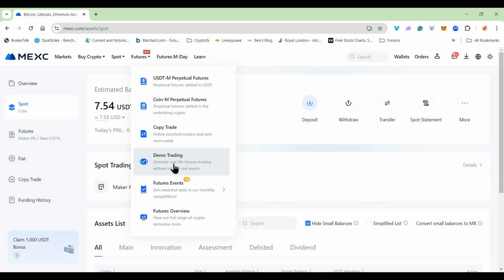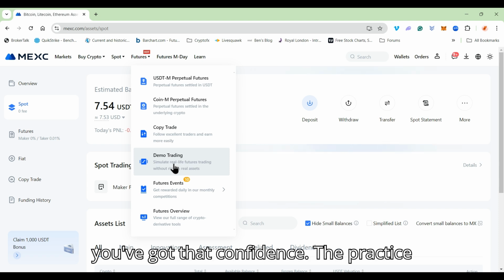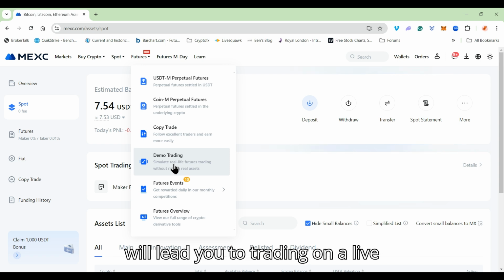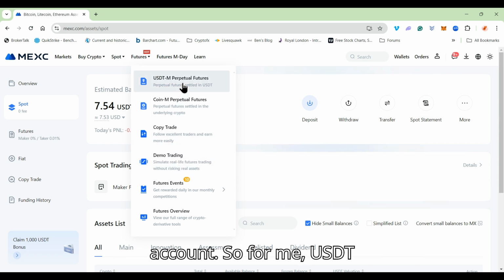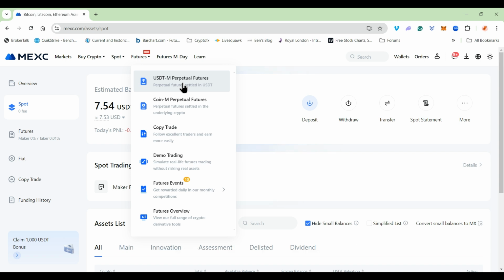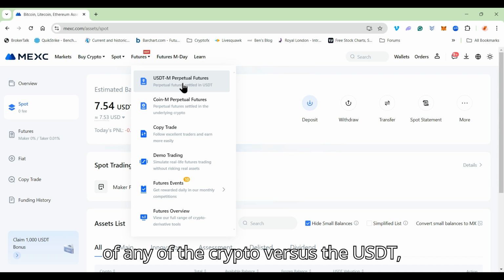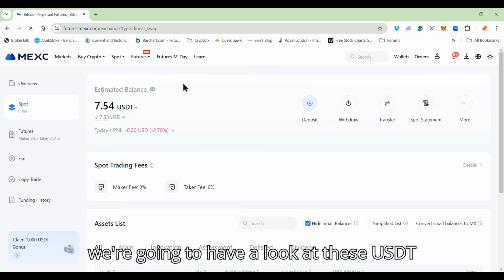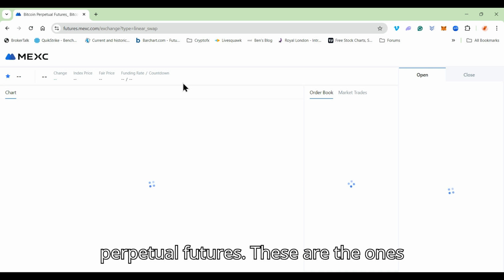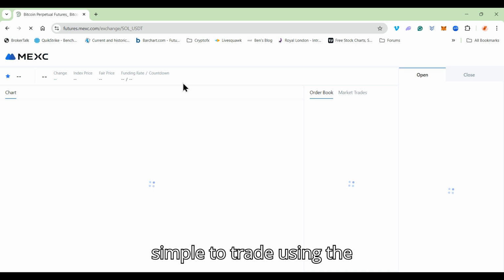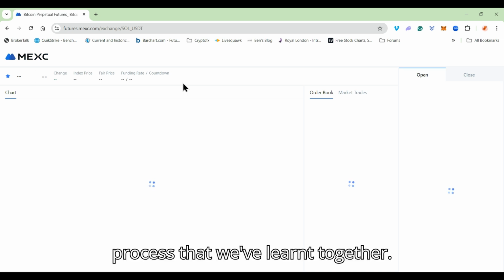And then once you've practiced enough on your demo account, you've got that confidence. The practice leads to the confidence. Confidence then will lead you to trading on a live account. So for me, USDT perpetual futures. So that is the constant price, futures price of any of the crypto versus the USDT, which is basically the dollar. Okay, so we'll have a look at these USDT perpetual futures. These are the ones that I like to trade and are very simple to trade using the process that we've learned together.